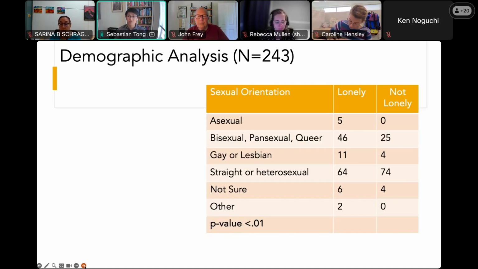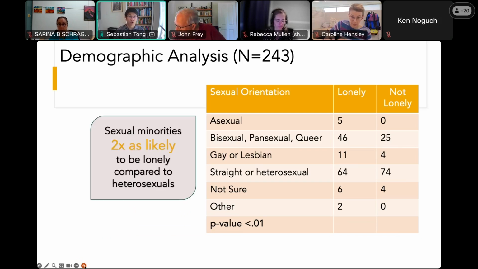What was also really interesting is that even before some of the recent changes, we saw that sexual and gender minorities were 2 times more likely to be lonely compared to people identified as heterosexual. And that didn't matter in terms of where in the LGBTQIA spectrum one fell. For example, asexual people, all 5 of the people we surveyed were lonely. But we also saw that with bisexual, gay, lesbian, and other who identified on that spectrum.